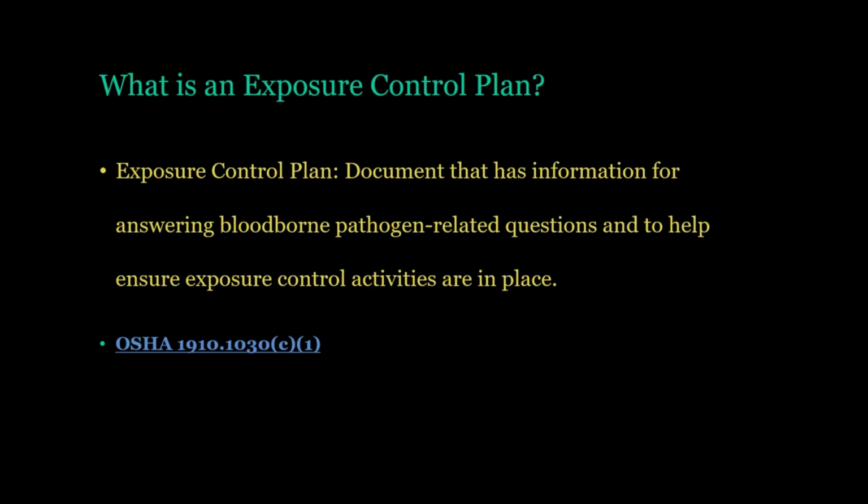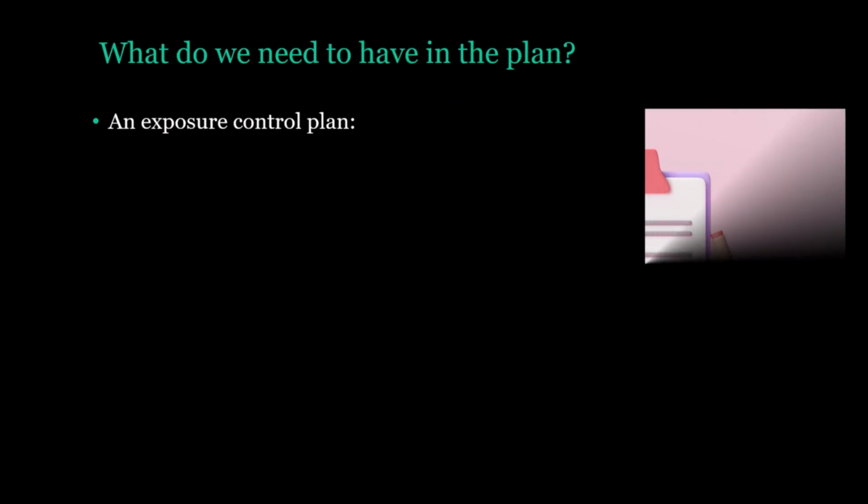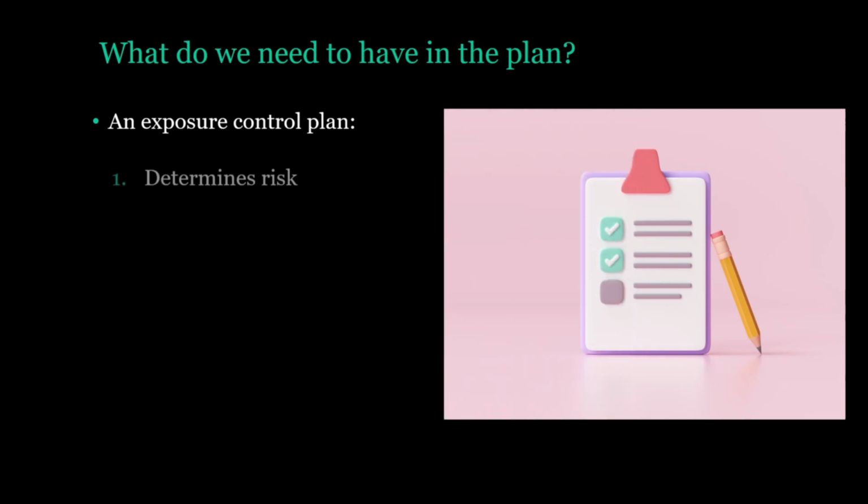An exposure control plan is a document that's put together at the workplace to answer any questions about your risks for bloodborne pathogens and to help ensure that a plan is in place if you ever have an exposure. What do we need to make sure we have in the plan?